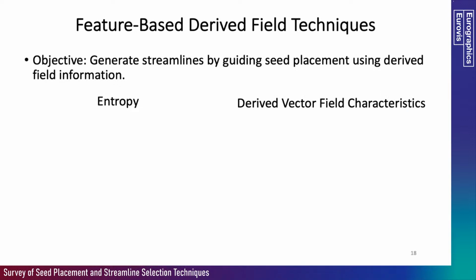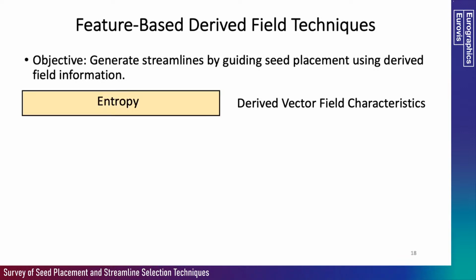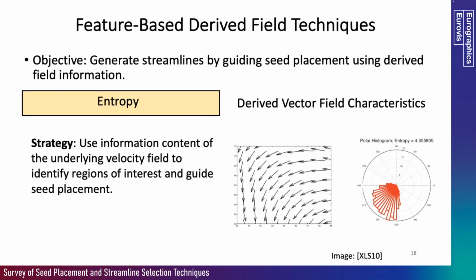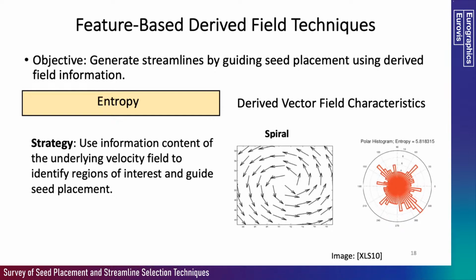The second subclass of feature-based techniques is using derived field information to guide seed placement. Entropy is derived from the vector field and enables the use of vector field information content to guide seed placement. These works have considered the use of entropy in both object space and image space. These techniques highlight flow features, and entropy can be computed fast in parallel.